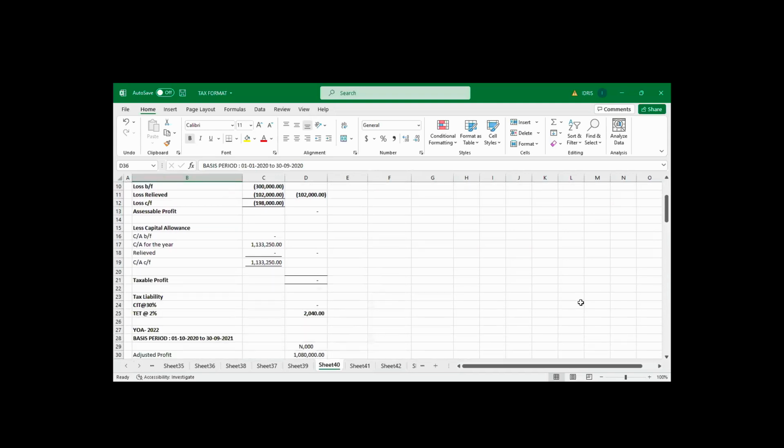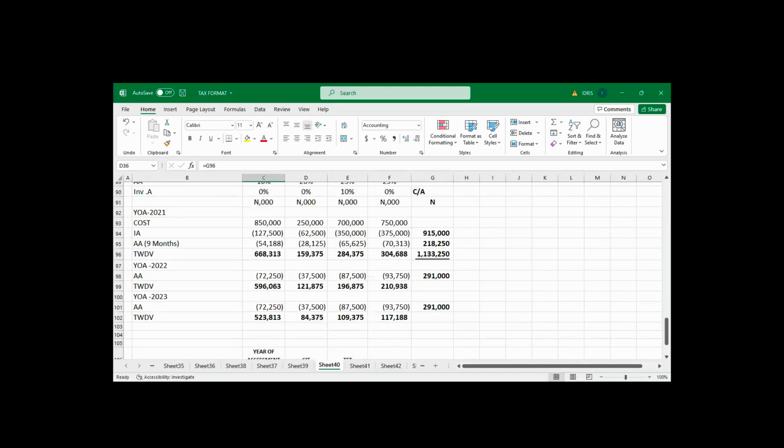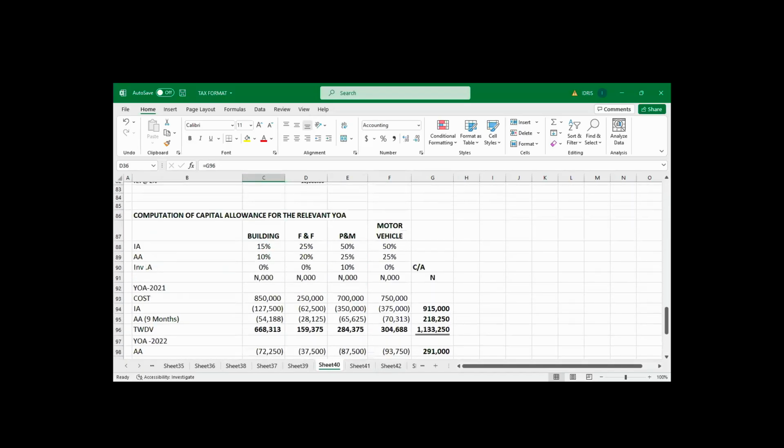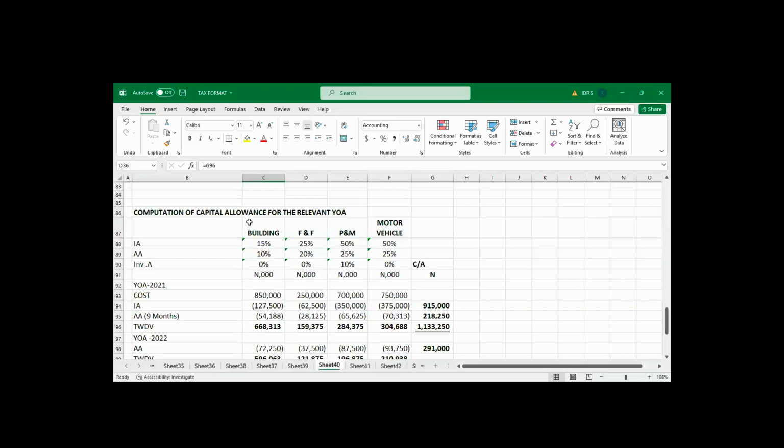So let's go and compute capital allowance. Computation of capital allowance, 2021 year of assessment. Building, 850. Furniture and fitting, 250. Plant and machinery, 700. Motor vehicle, 750, being additions.